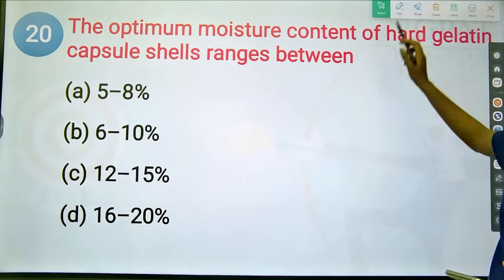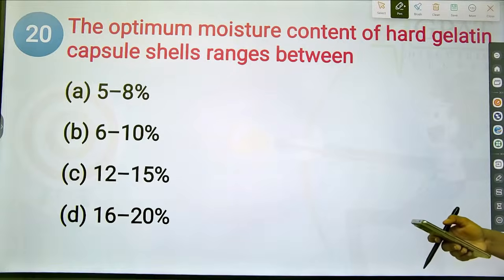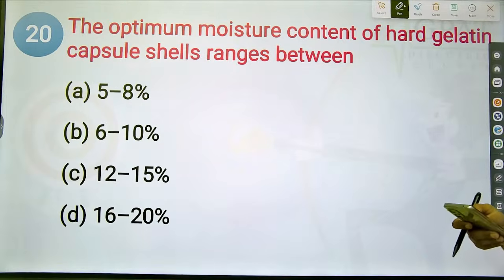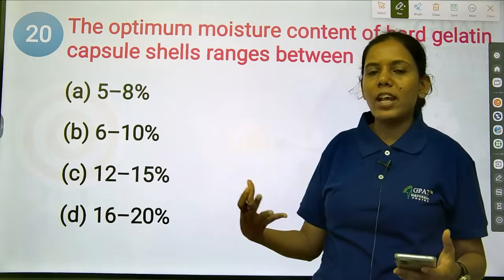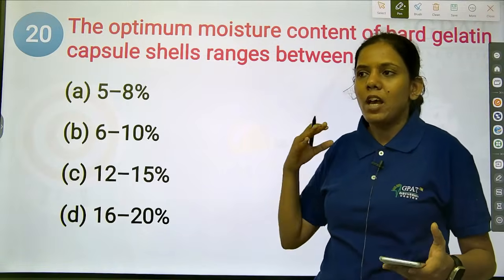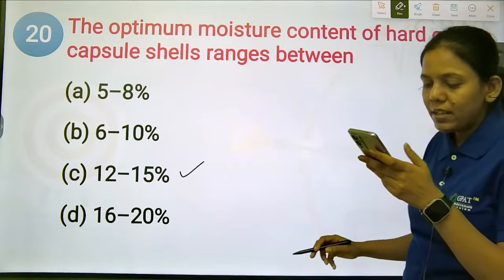Chalo, the next question is, the optimum moisture content of hard gelatin capsule shell ranges between, what should be the ideal moisture content for the hard gelatin? Can you tell me what should be the answer? 5 to 8% is very less. If moisture content is less, generally the shell becomes brittle, and if it is very high, there is no mechanical strength in them. So 12 to 15% is the right answer.